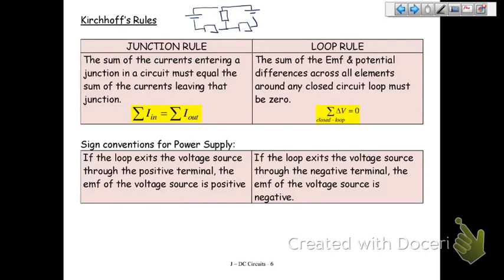And so along came Kirchhoff, and Kirchhoff basically saw a couple of things. He saw at a junction, the currents in must equal the current out. Imagine you take a road junction and you had more cars leaving than arriving.